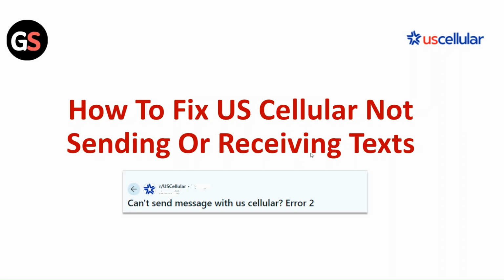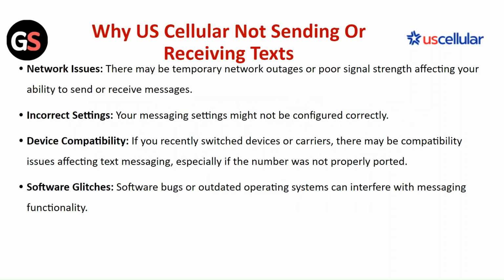Hi everyone, in today's video we will see how to fix US Cellular not sending or receiving texts. Why is US Cellular not sending or receiving texts? Network issues. There may be a temporary network outage or poor signal strength affecting your ability to send or receive messages.